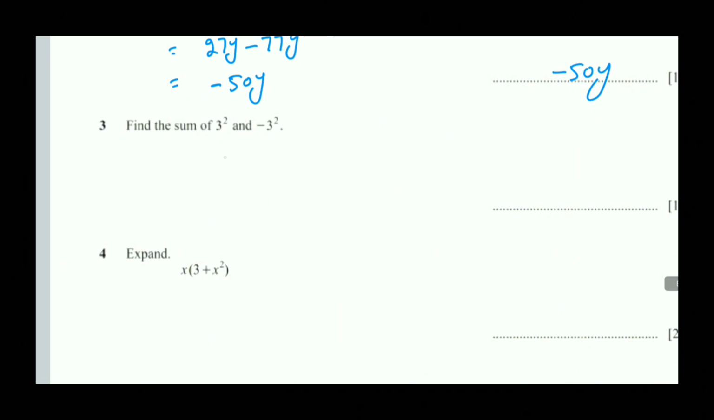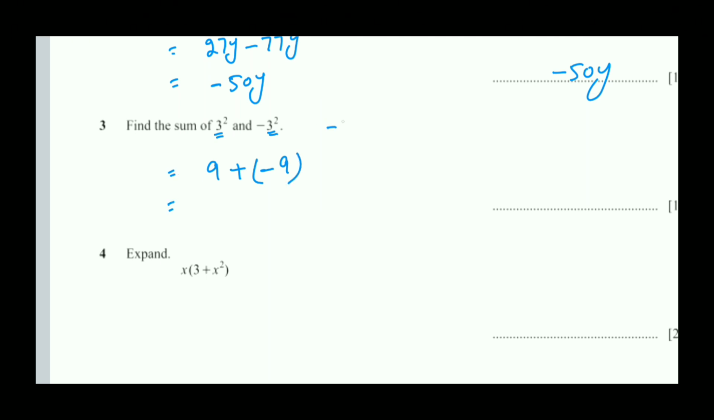Find the sum of 3 square and minus 3 square. 3 square is 9. For the sum you have to put this sign, and next is minus 3 square, which means minus will be written as it is, and you just have to take the square of 3, minus 9. So this will be your step.